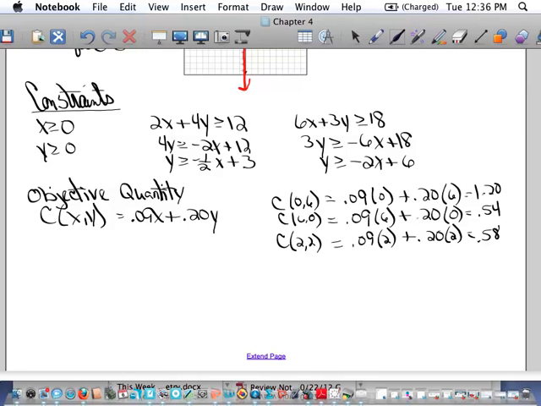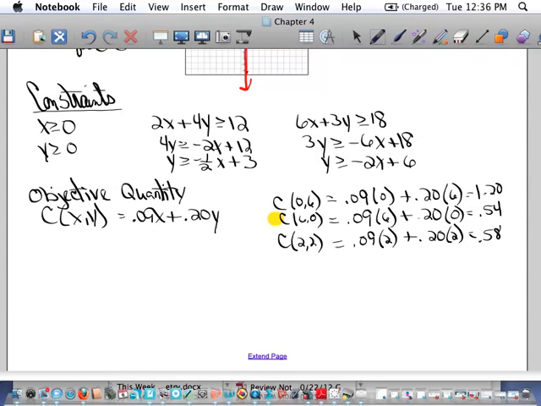So we're looking at minimum cost. So the minimum cost would occur at this vertex where you have 6 servings of food A and no servings of food B, but you're still meeting the requirement of the amount of protein and the amount of carbohydrates that the dietitian wishes you would eat.